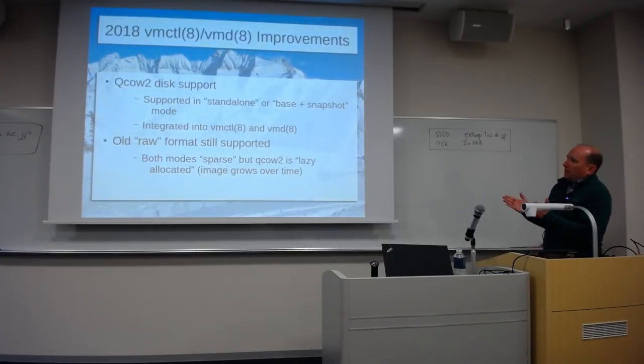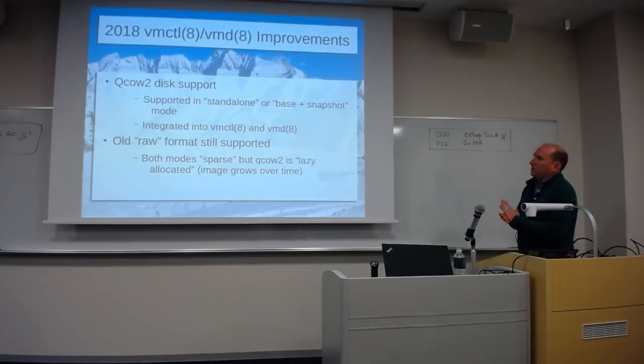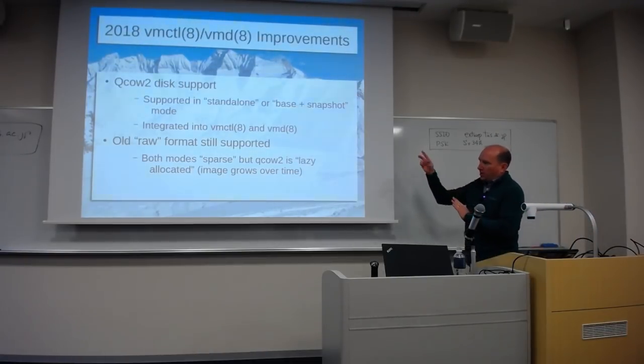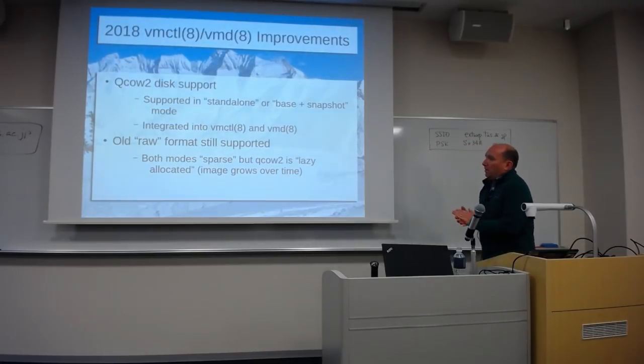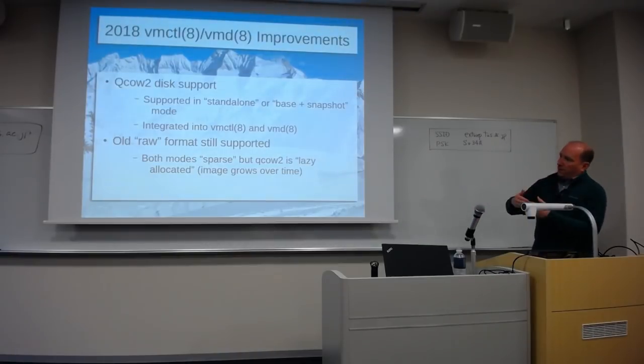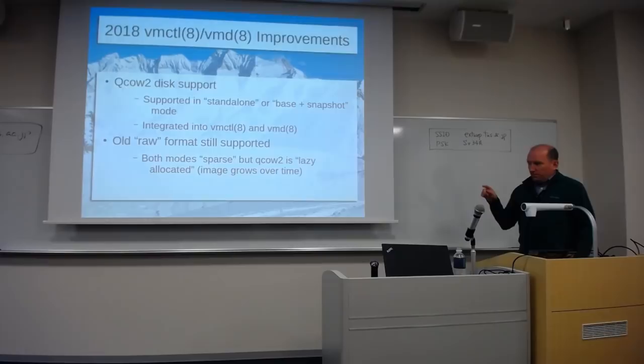Toward the end of the summer last year, we got support for QCOW2 disks, supported in either standalone mode or base plus snapshot mode, and I'll talk about what that means in just a minute. Support for that was integrated both into VMCTL and VMD. The old raw or blank, just linear format, is still supported, of course. Both of these modes are sparse, but QCOW2 is lazily allocated, and that will become clear on the next slide or two. So we have two disk formats that we can support now.